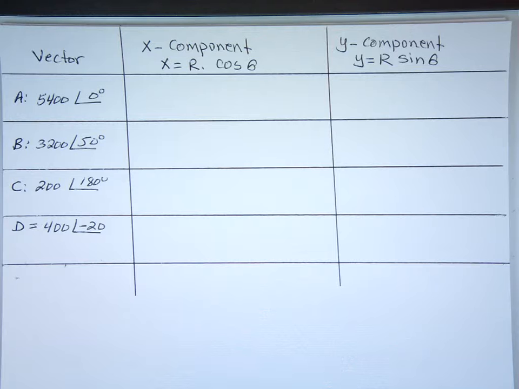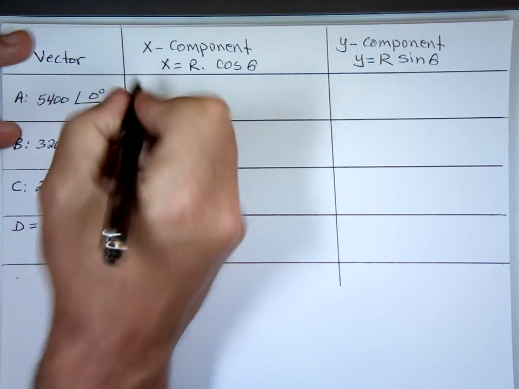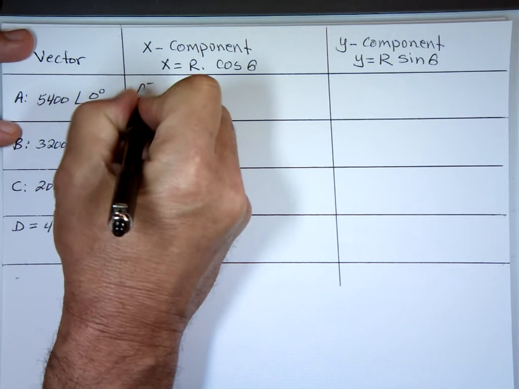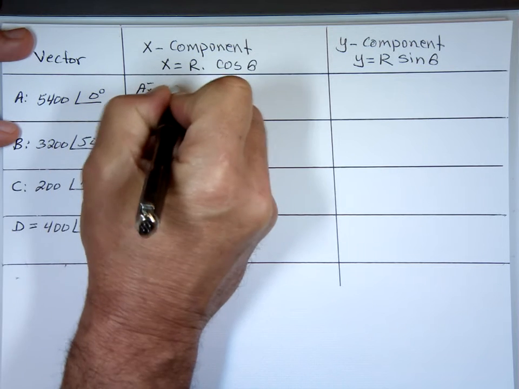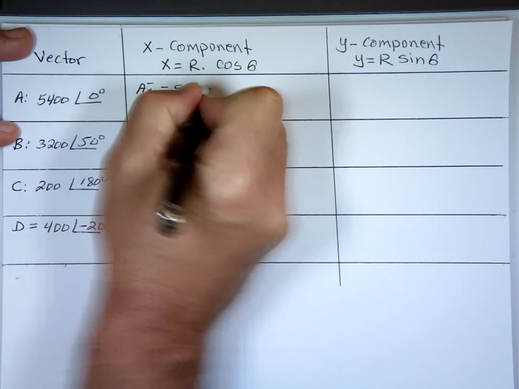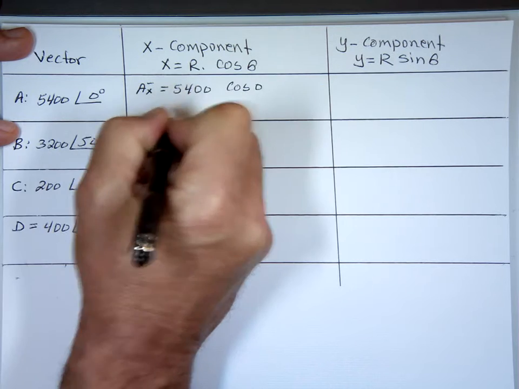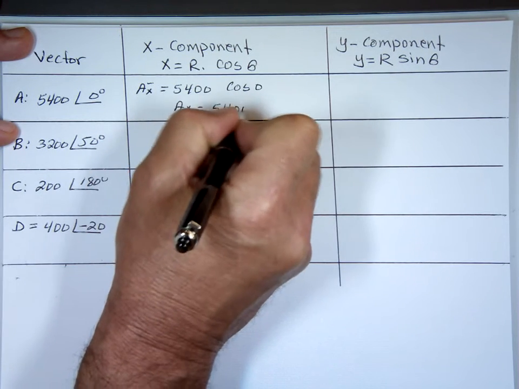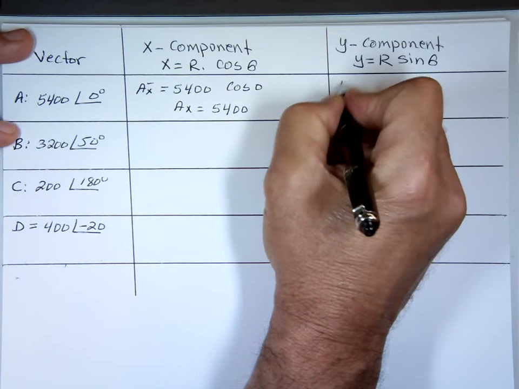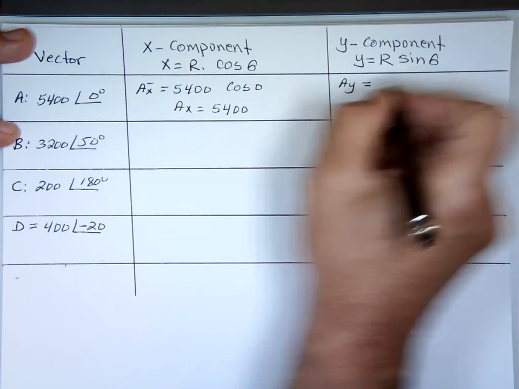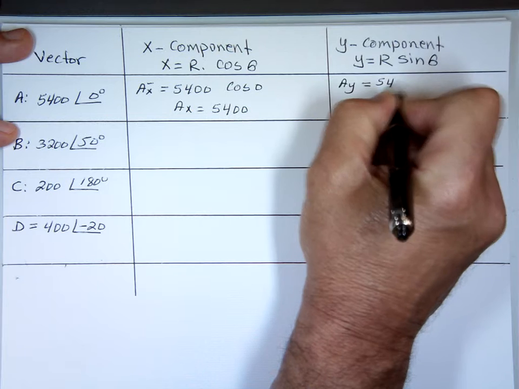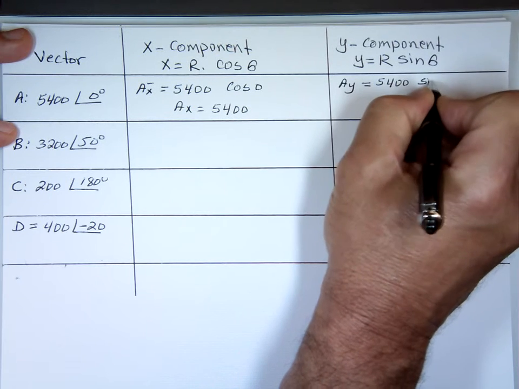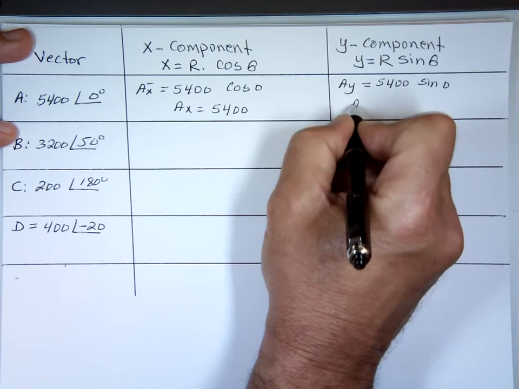So let's find the x and y component. We'll call that A of x in the x direction, which is 5400 cosine of 0. A_x equals 5400. A in the y direction, 5400 sine of 0. A in the y direction, that's a 0.